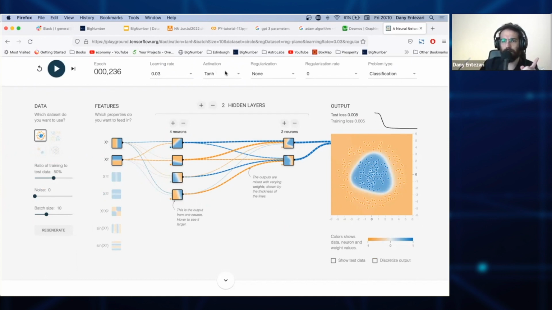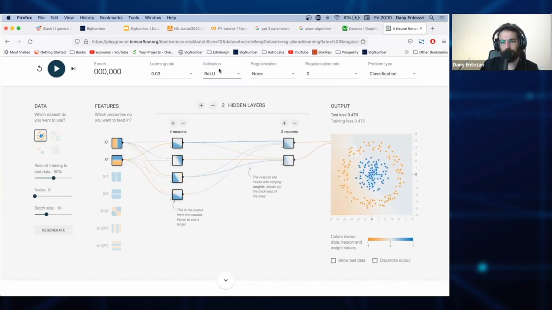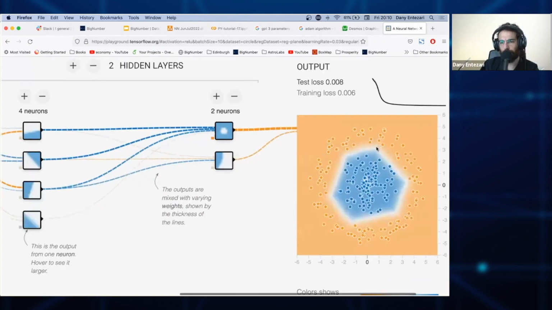What if I had set, okay, and by the way, this is tanh. I should have changed this to ReLU. Let me set this to ReLU and try again. 1, 2, 3. I'm going to hit play. So you can see it still does a good job. Obviously, the corners are sharper, but that's what ReLU does.